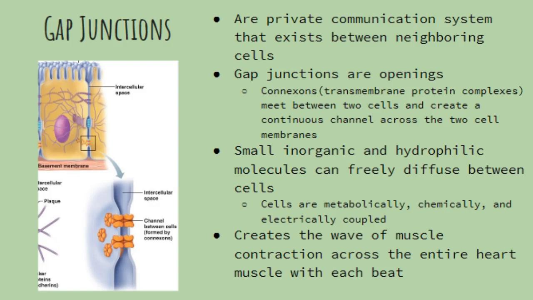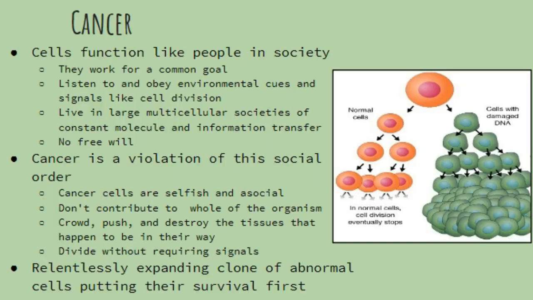So this picture is again a close-up of a gap junction, and you can see the channels that are formed in the intercellular space between the two epithelial cells. So our last and final topic is going to be about cancer and how cancer cells are like the psychopaths of society. Normal cells function like people in society.